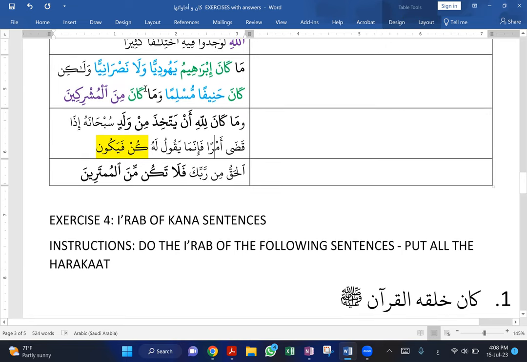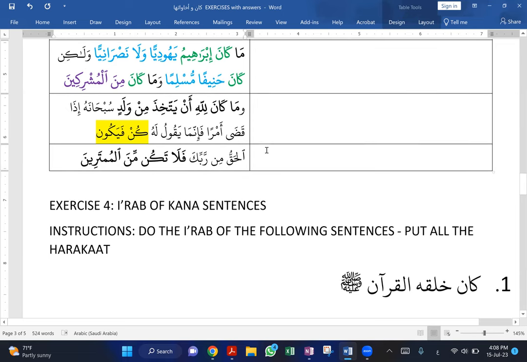Any questions so far? And of course, this ma. Is that? Yeah. So this ma goes back to this. So you see this waw harf atf goes back to initial ma. So ma kana wa ma kana. All right. Ma kana lillahi an yattakhidha min waladin. So you see, kana actually in the Quran is very easy. I don't know why people are scared of kana. It's a pretty easy concept actually.